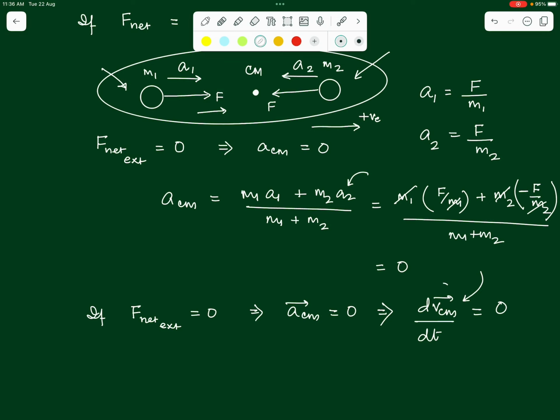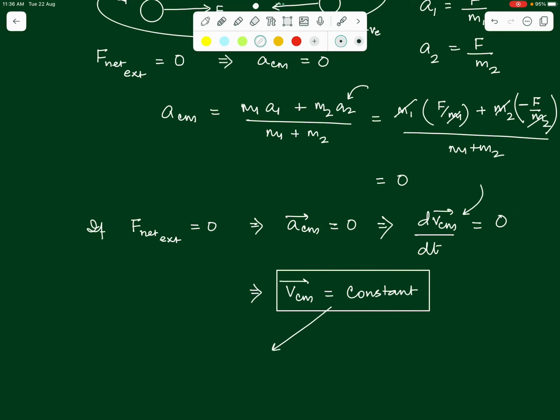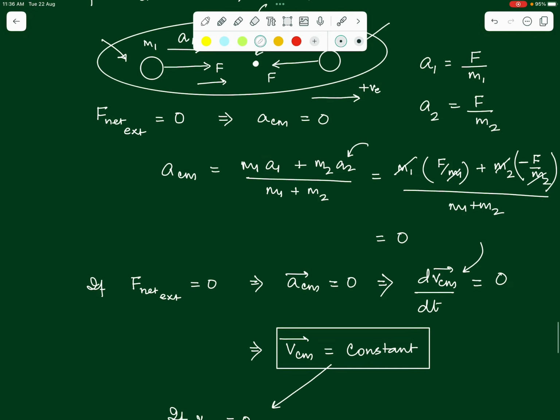Had it been changing, the rate of change wouldn't have been 0. If the rate of change is 0, that means there is no change in the velocity of center of mass, right? So this implies that the velocity of center of mass of this system is a constant. It does not change with time, right? So when we say it is constant, what do we mean by the velocity of center of mass being constant? It means that if the velocity of center of mass is 0, it will remain 0. It does not change, which is the case that we have just taken above in this particular scenario, where the center of mass was initially at rest. It will stay at rest. It will not move anywhere.